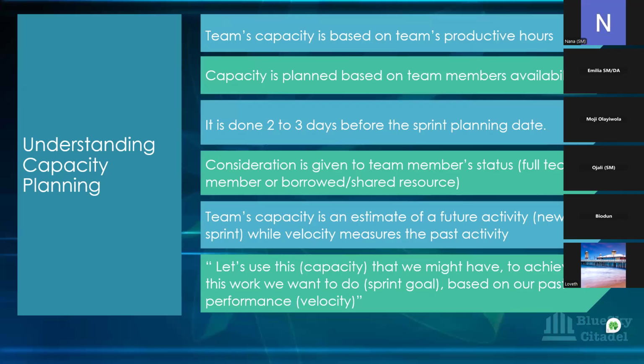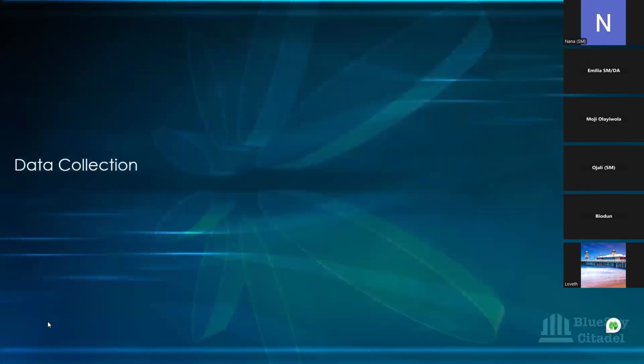Which is okay. Based on normal standard, you're supposed to use 6 sprints to actually decide that, okay, this is the team's velocity going forward. So that's how you can align your capacity and your velocity in order to help the team to plan properly for the sprint.